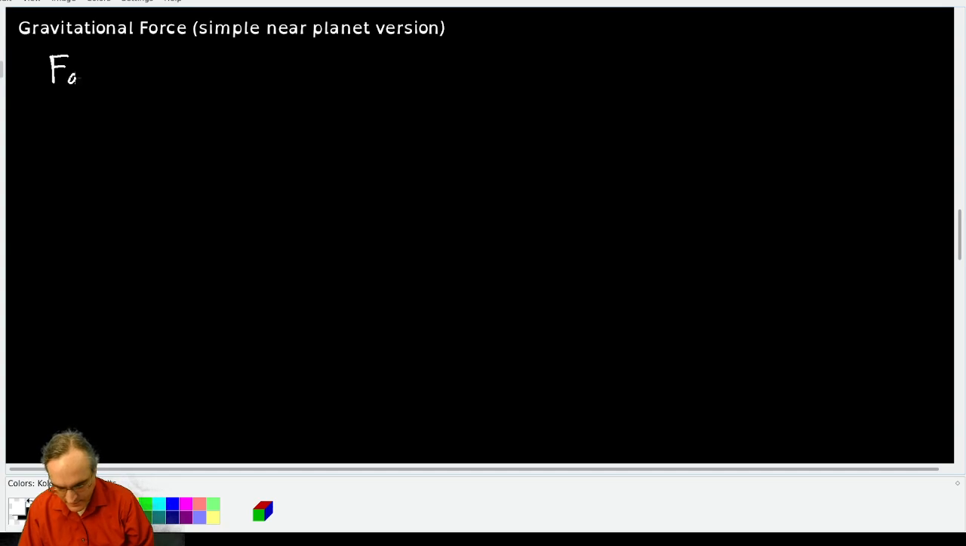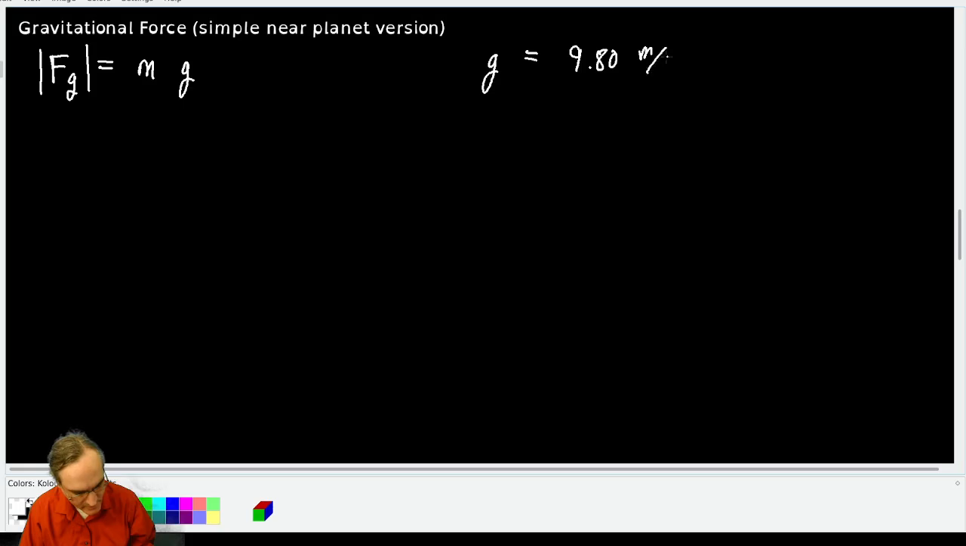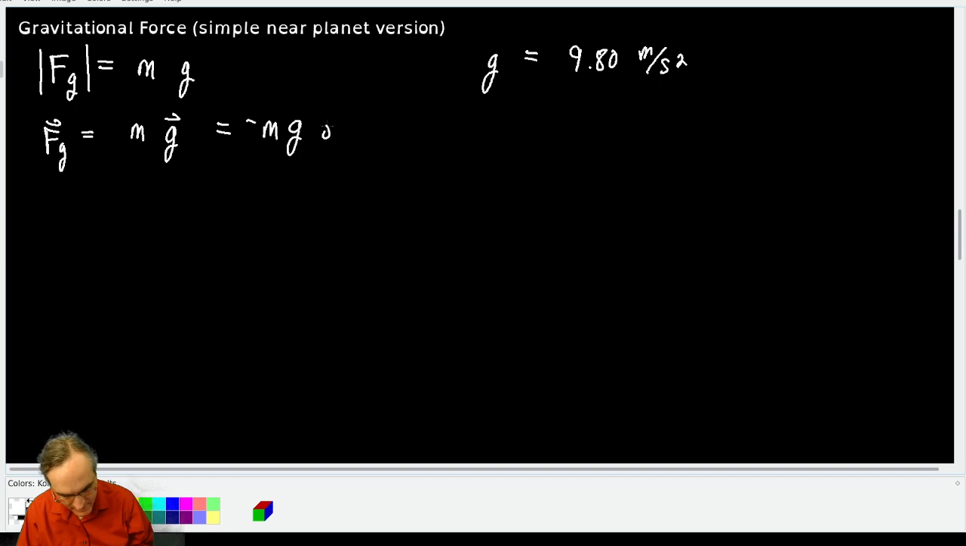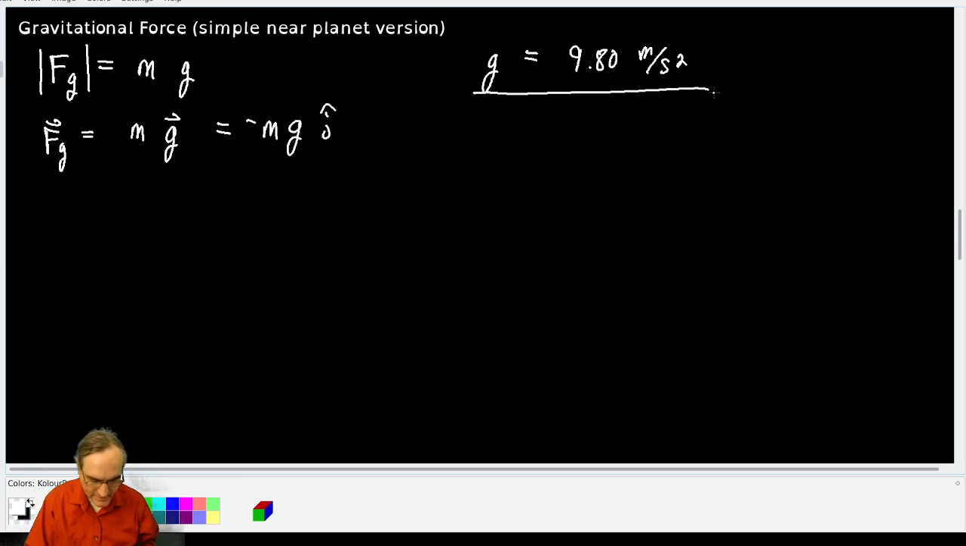The gravitational force, Fg, will just be equal in size, so magnitude, to the mass of the object times gravitational acceleration, where g is just 9.80 meters per second squared, or, if you prefer, 9.81 meters per second squared. If we're talking about it as a full vector, then it's the mass times gravitational acceleration as a vector, or m times g in the minus j hat direction, where g, as always, is the magnitude, 9.80 meters per second squared.